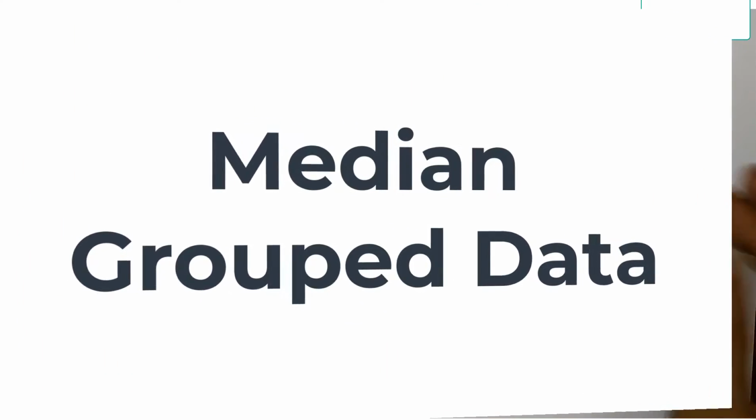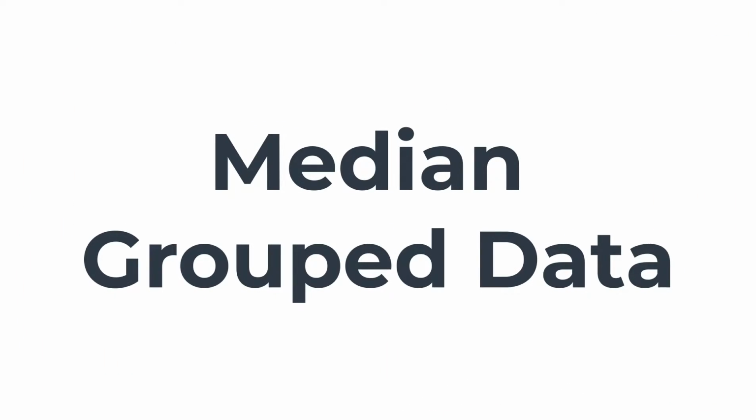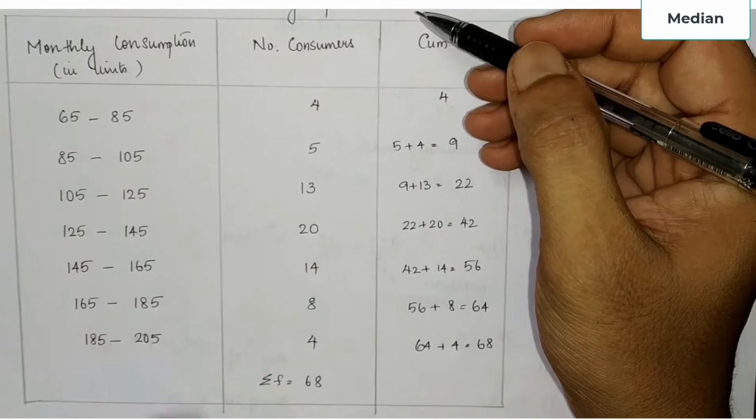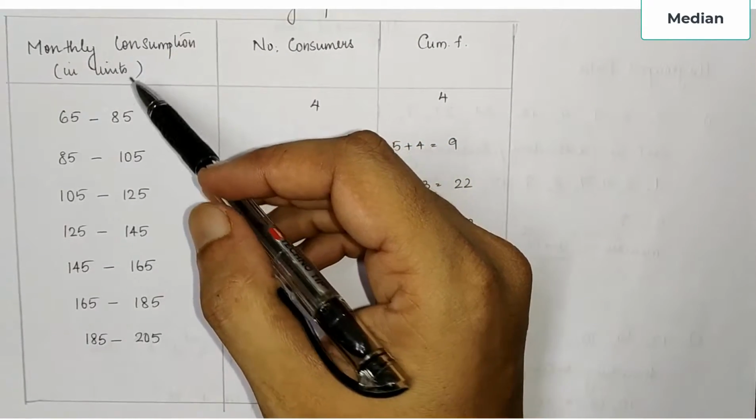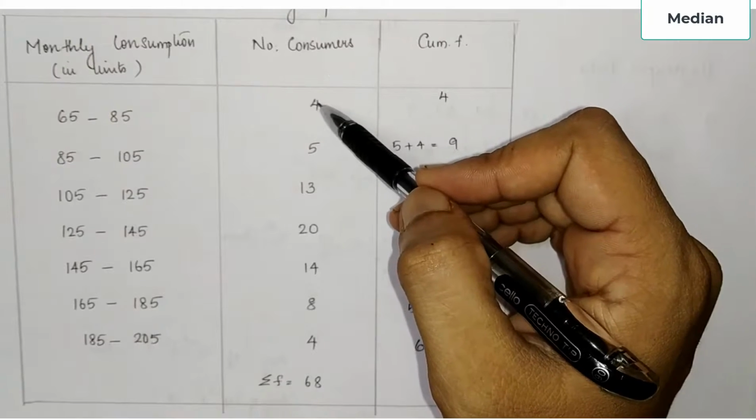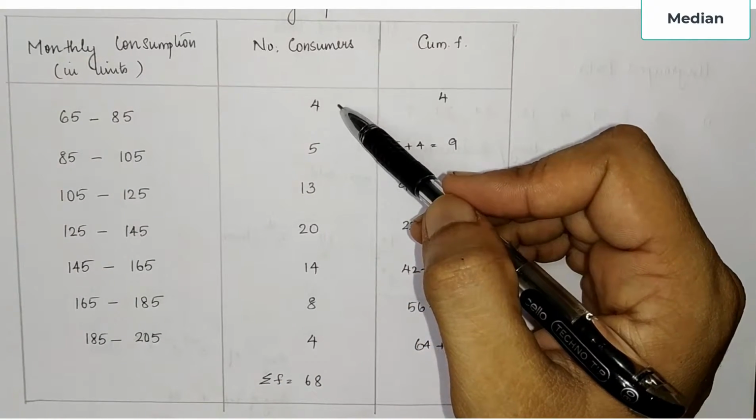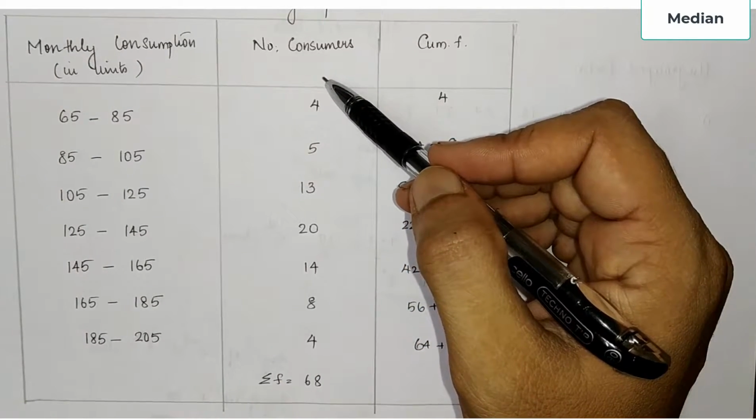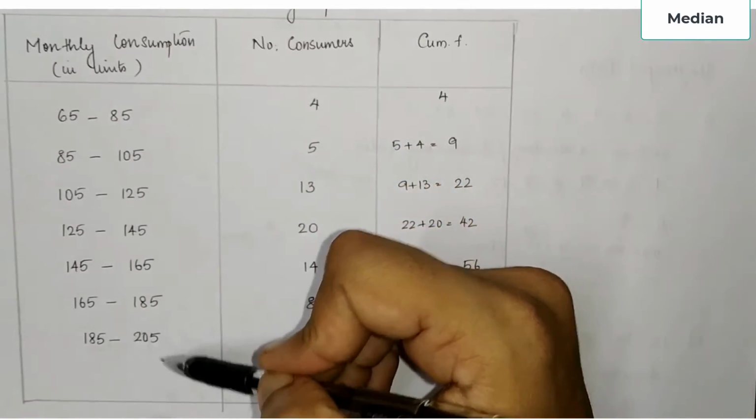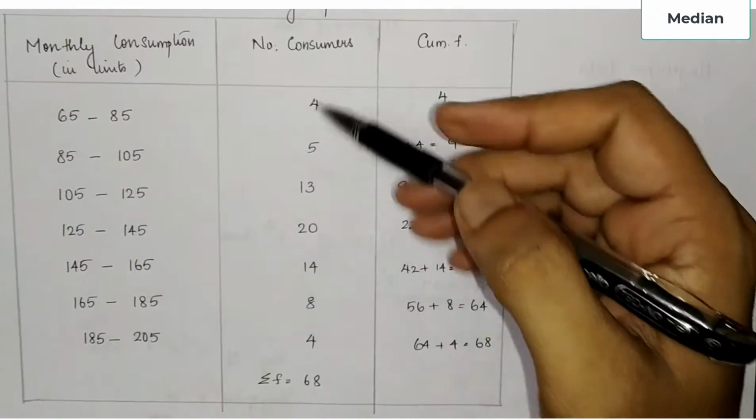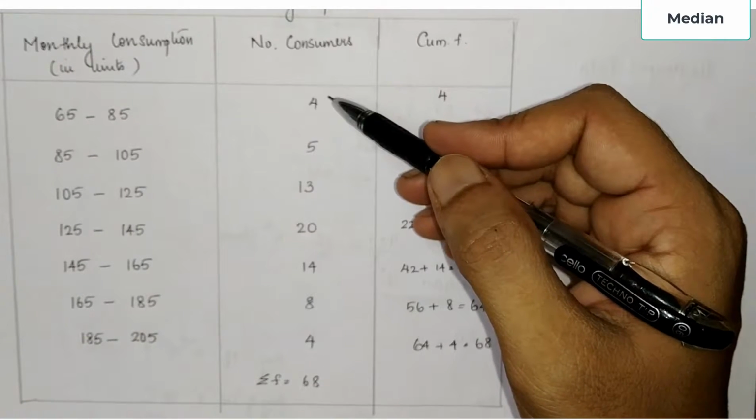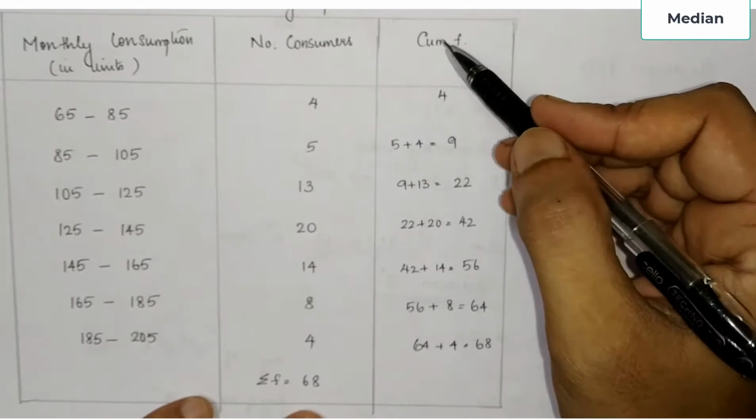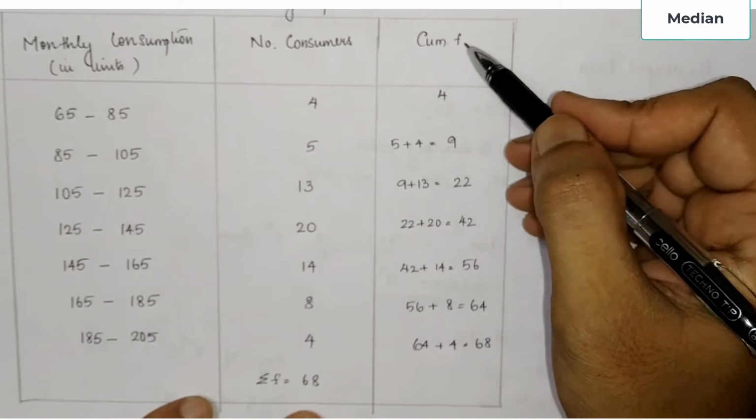Students, in this session we are going to look into how to find the median of grouped data. Now look at this question. You have monthly consumption of electricity in units and number of consumers. If your data is not in ascending order, you have to put it in ascending order. Here it is already in ascending order, so I don't have to do anything. The first step is to find the cumulative frequency.